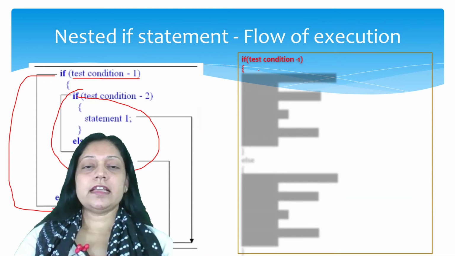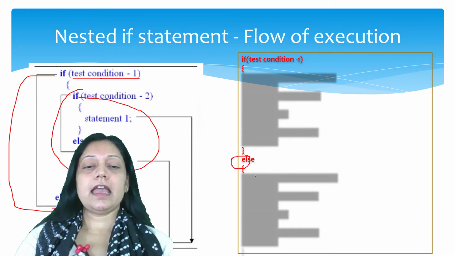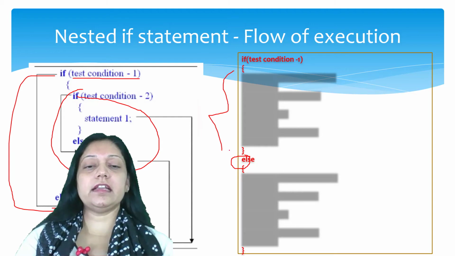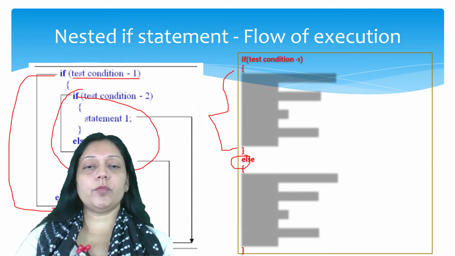There's one more format of writing a nested if statement. If test condition 1, and we have this outer block. If condition 1 is false, then we'll come to the else part here and we'll execute all the statements within else. If condition 1 is true, then all the statements within this particular block would be executed. Now what is inside this particular block? Since I want to make it a nested if, inside this if block I'm going to write one more if statement.